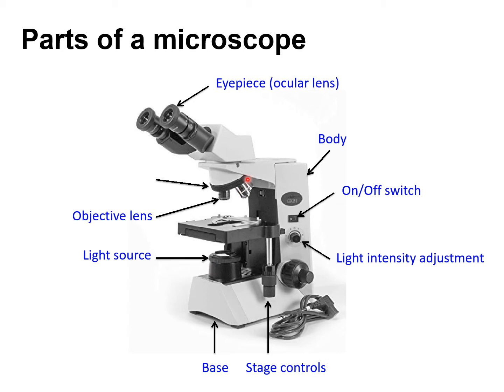We have the set of our objective lenses. So you have your scanning, you have your low power, your high power, and your oil immersion lens. And they're all attached to this piece right here, which we call the revolving nose piece, because you are able to rotate it.